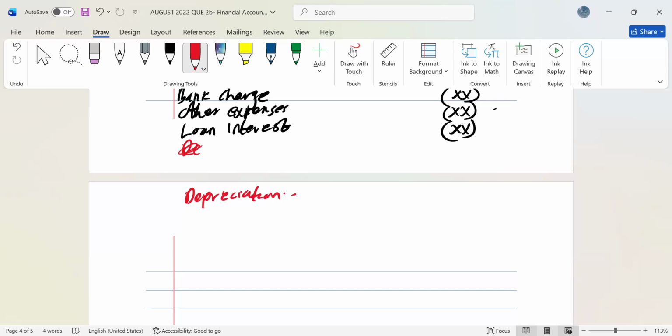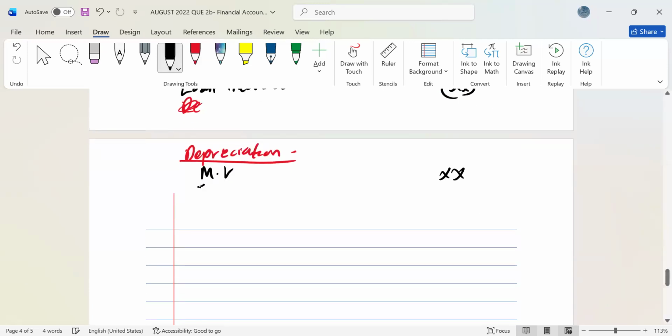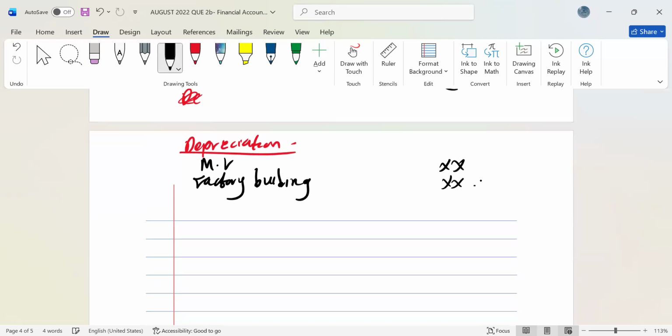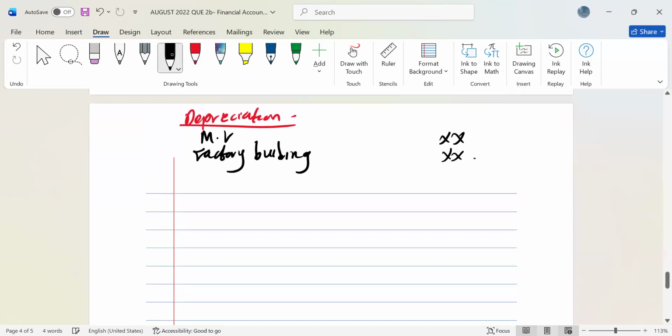Because depreciation, kuna ya motor vehicle. Kunaweza kuwa na ya factory building. It will be there. Kunaweza kuwa na ya furniture or furniture and fittings. Remember, all of them are expenses. So we are supposed to less.